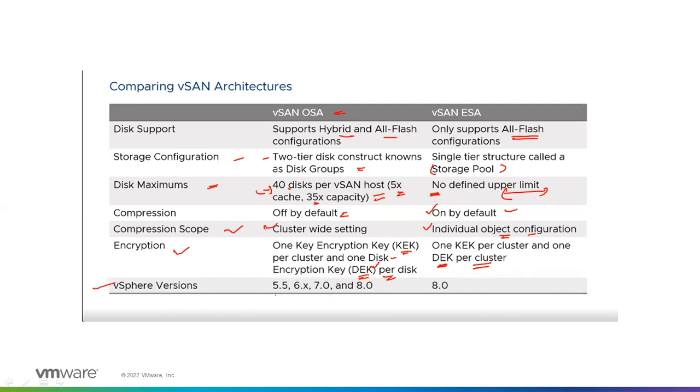Supported version is still vSphere 8. We have the OSA, but ESA you will get only from 8.x onwards, right? So these are the main differences. If someone asks you during an interview what the key enhancements in vSAN ESA are, they have missed a few points, which we are going to discuss, specifically related to storage policy.